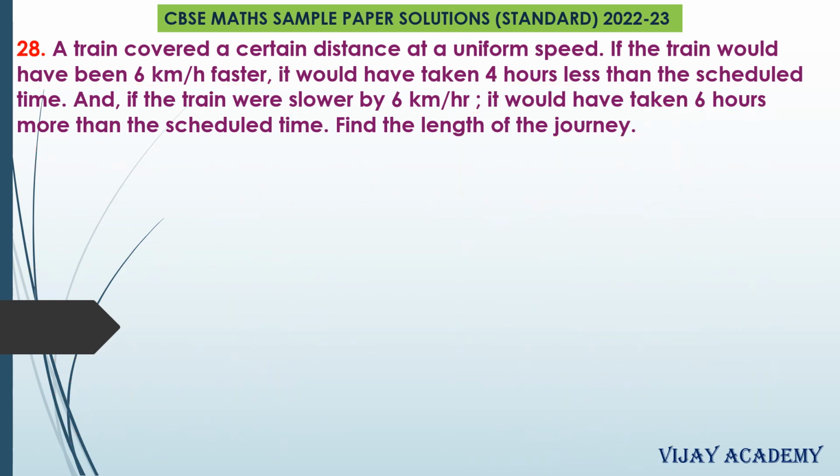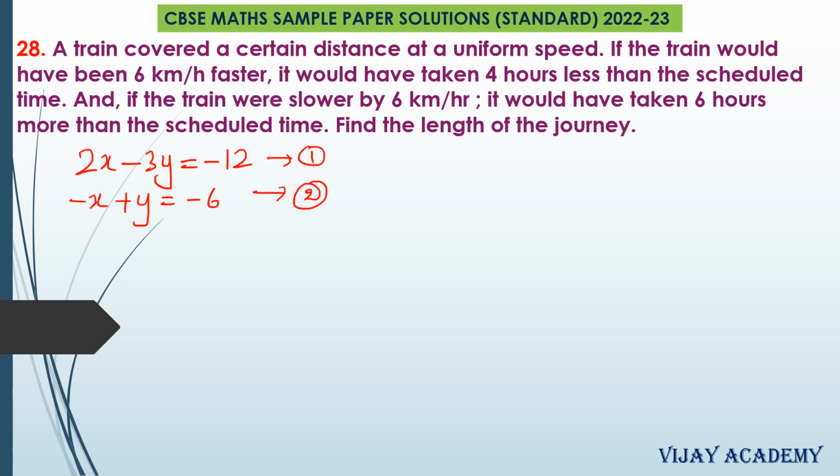So the two equations are 2x minus 3y equals minus 12 and minus x plus y equals minus 6. Let me multiply equation 2 by 2, and write equation 1 as it is. So we get 2x minus 3y equals minus 12, and multiplying the second equation by 2, we get 2 into minus x, that is minus 2x, 2 into y, so it is 2y, 2 into minus 6, which is minus 12.